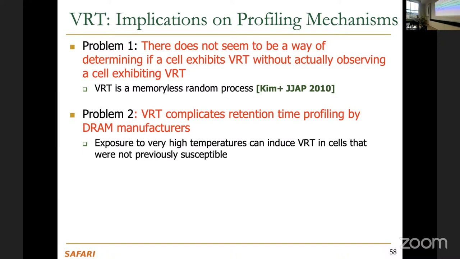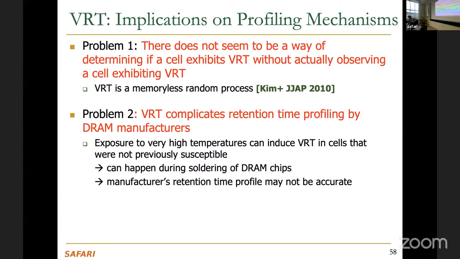Because once you solder DRAM chips to a board, for example, either a DIMM or directly to a board, if you do it in an LPDDR, for example, you expose it to very high temperatures. And this can induce VRT in cells that were not previously susceptible. Basically, the VRT profile changes due to exposure to high temperatures from soldering. As a result, if the manufacturer determined the profile via, let's say, extensive testing or with their knowledge of the circuit, which is also very hard, we believe their retention time profile may not be accurate.